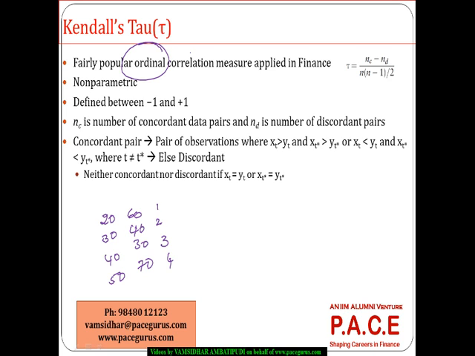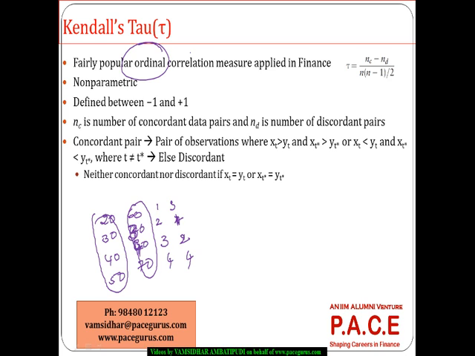1, 2, 3, 4. Here it is 1, 2. Or probably I think there I have done, this is 30, this is 40. So it is becoming 1, 2, 3, 4. So this is what we did when we were doing Spearman's rank correlation. Whereas in this case, we actually take this entire set of values as pairs. Okay, first let's do it.